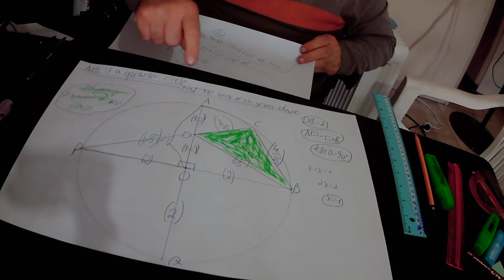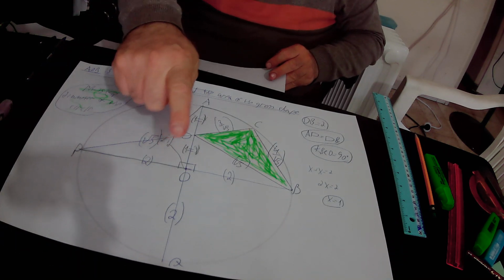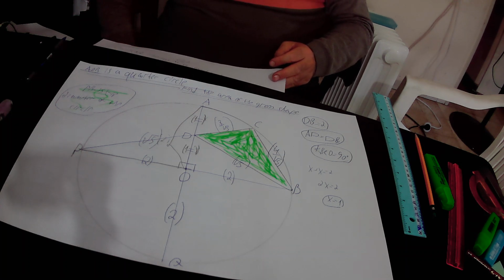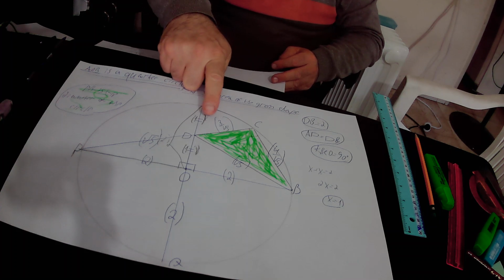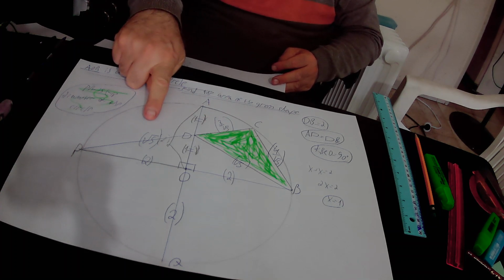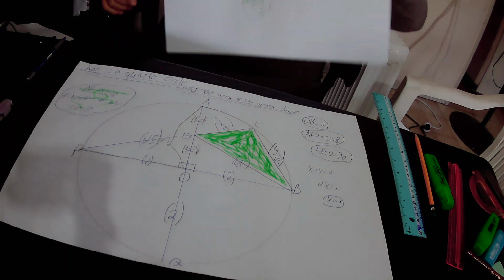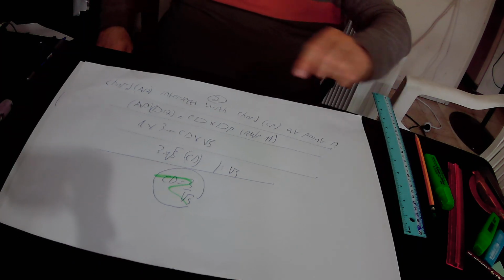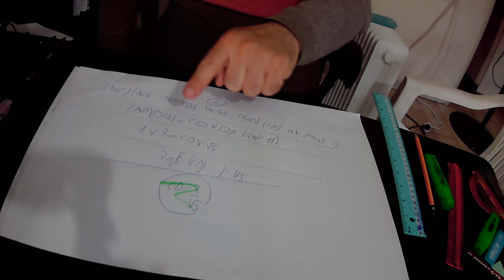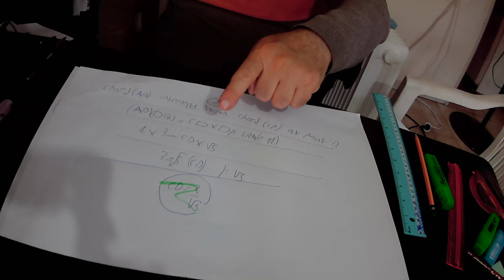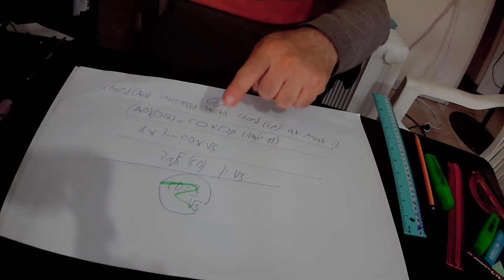AD is 1, so DQ in total equals 1 plus 2, that is 3, and it equals CD. CD is the missing side, so we leave it as it is, times DQ. DQ is square root of 5. So in total, we found out that according to rule 11, 1 times 3 equals CD times square root of 5.